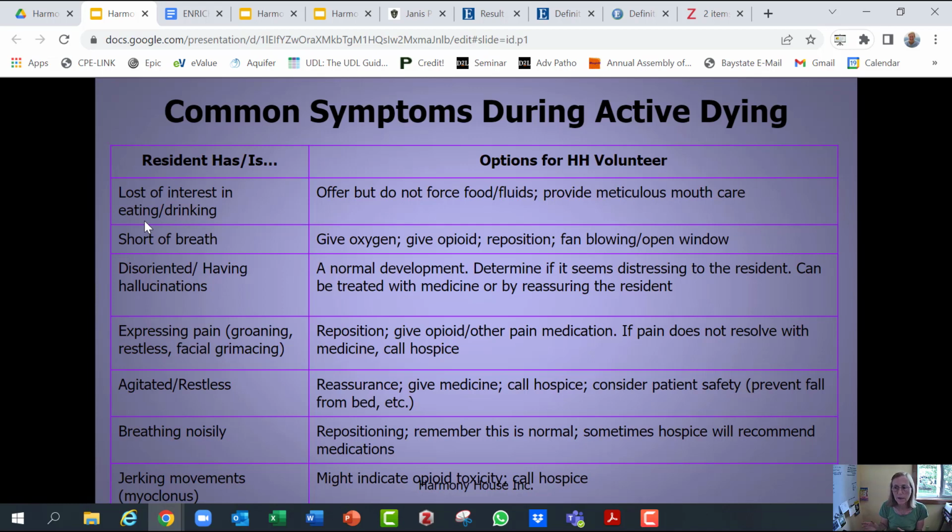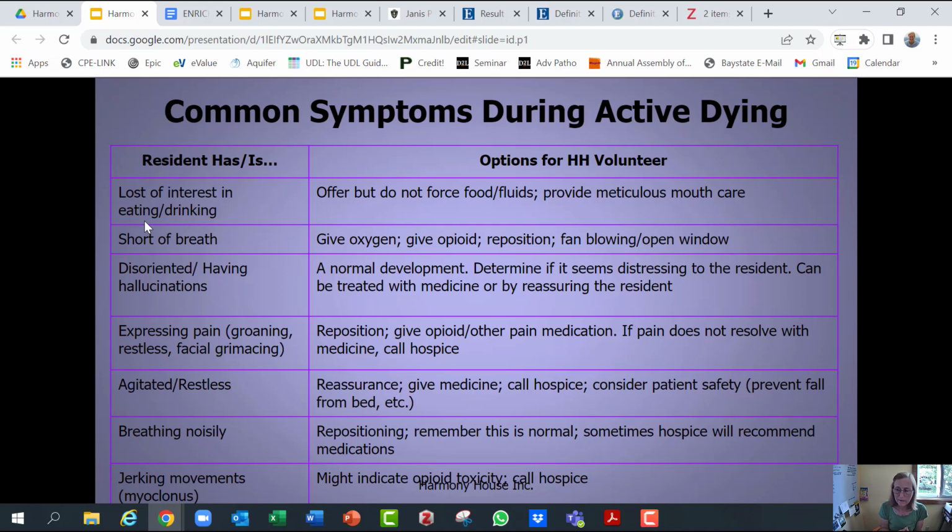That's not helpful. On the other hand, if somebody is having distressing symptoms, "I see snakes in the bed," or "there's something crawling on the walls," that's something we will intervene on with either medication or redirection. So that's something you will want to contact hospice about if that occurs.